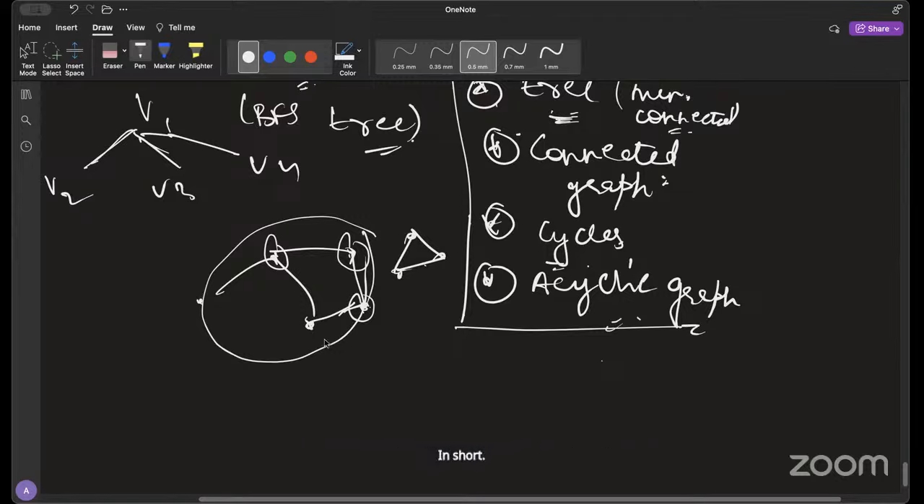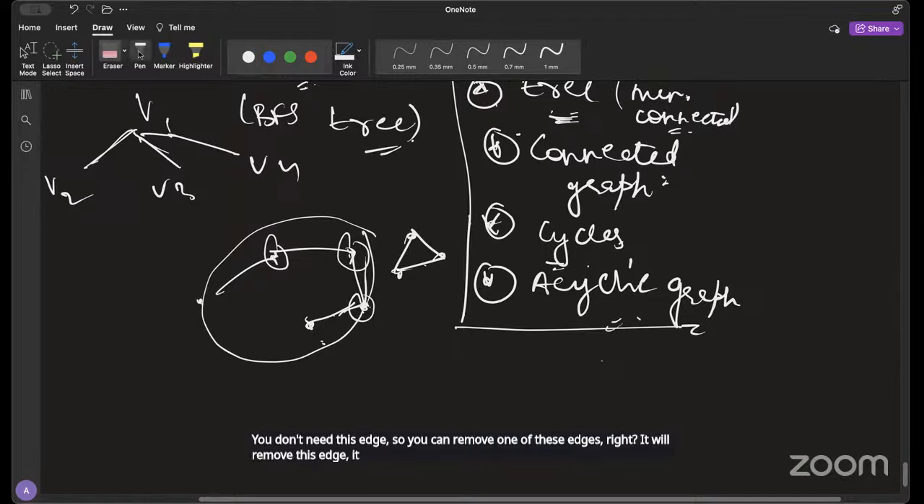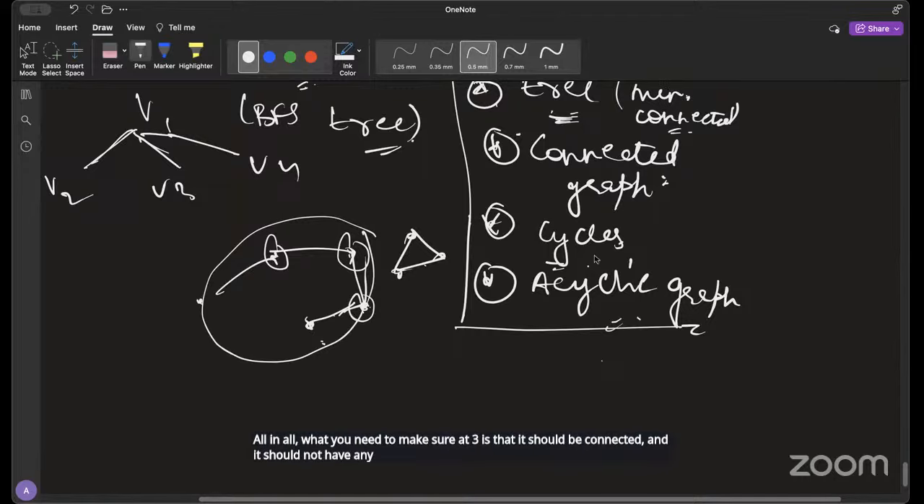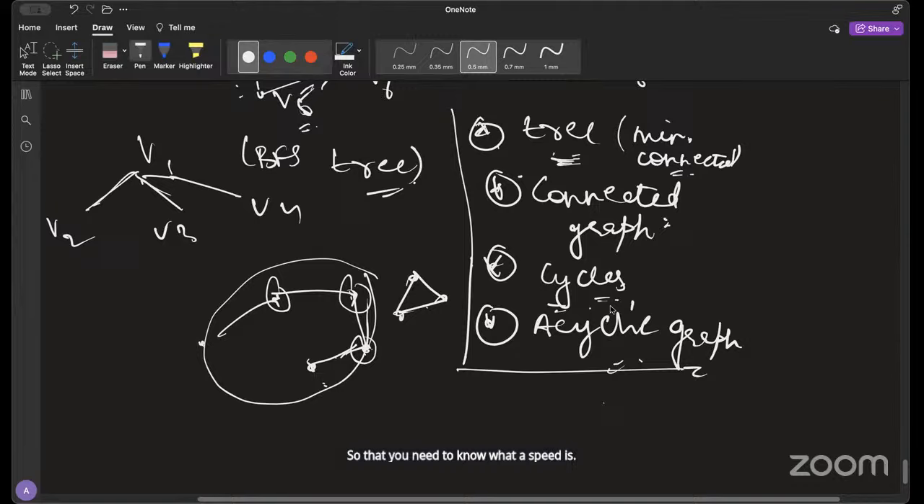If you look at this thing, you don't need this edge, so you can remove one of these edges, right? If you remove this edge, it is still a connected set. This is called a tree. So all in all, what you need to make sure in a tree is that it should be connected and it should not have any cycles. For that, you need to know what a cycle is. Do you know what a cycle is? I hope everyone knows what a cycle is and what acyclic is.